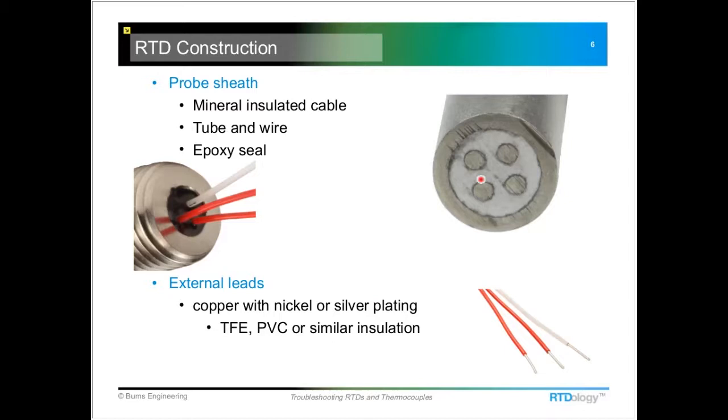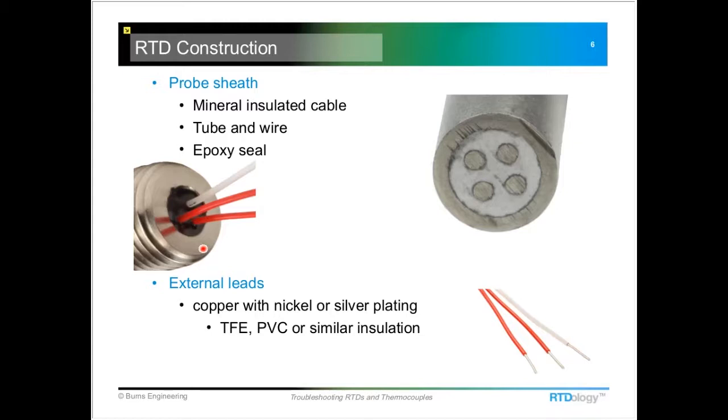Another style of probe would be the tube and wire, where we just have wires running inside of a hollow tube, would not have this ceramic powder inside of it. And when we transition from these internal lead wires to the external, that area is potted in epoxy, and it does a fairly good job of sealing the lead wires into the probe. And this is an important part of the probe construction because it needs to keep moisture out of the probe.